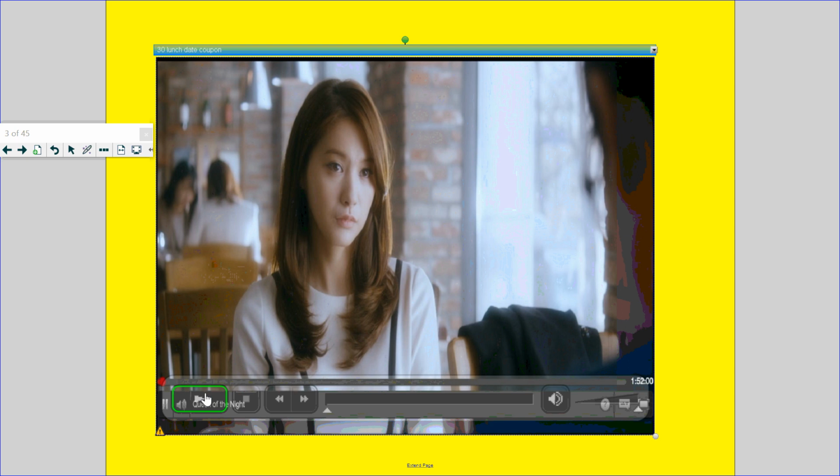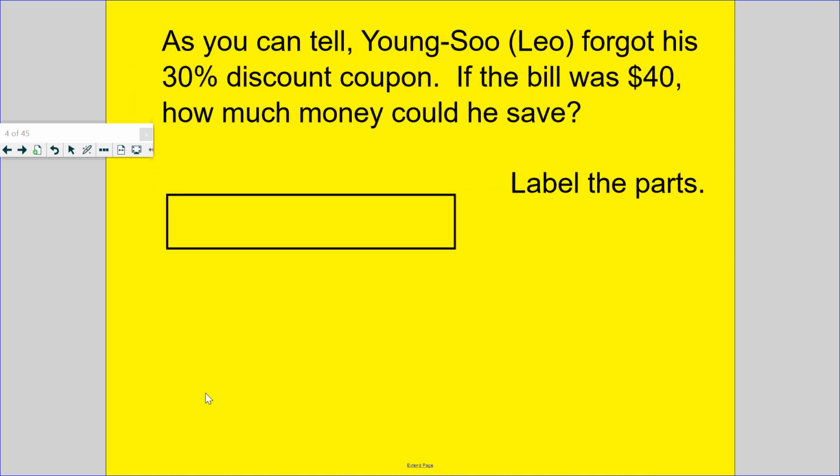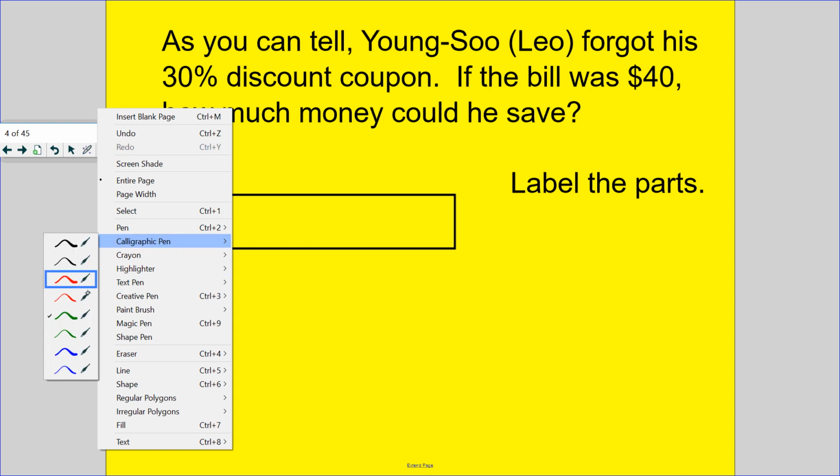I don't know if you get this, but he likes using coupons. And yeah, if you go on dates during lunchtime, they're not paying the full price. So that's actually really smart. I can't blame him. So as you can tell, Leo forgot his 30% discount coupon. If the bill was $40, how much money could he have saved? We could use a strip diagram to solve this.